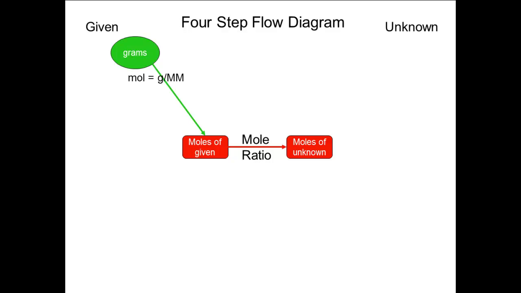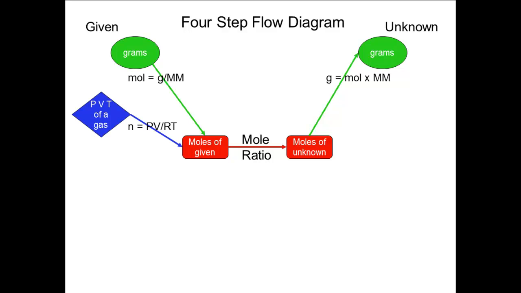There are many different pieces of data that the number of moles of a substance can be determined from. Some examples are mass. Moles equals grams over molar mass. The mole ratio converts moles of the given into moles of the unknown, which can be used to find the grams of the unknown. Pressure, volume, and temperature of a gas, moles equals PV over RT, can be used to find moles and produce pressure, volume, or temperature of a gas.